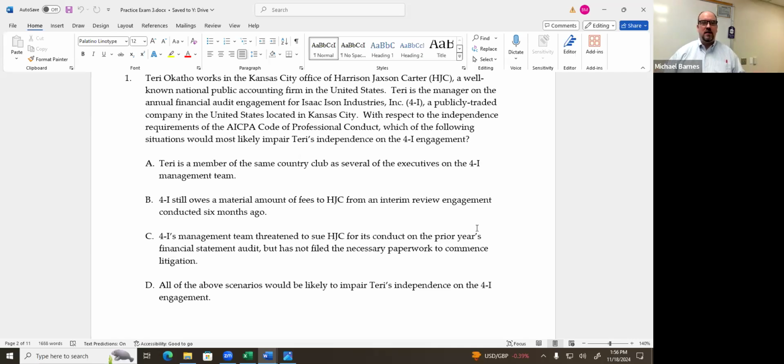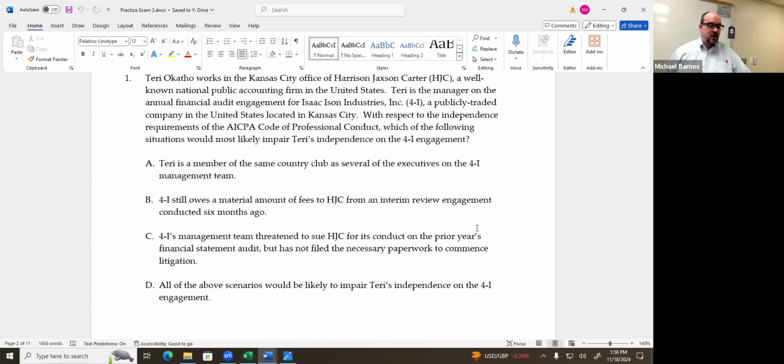That is absolutely okay. That's not a violation of independence. Country clubs are a specific area that we talked about, where independence is not impaired if there's a shared interest. 4i still owes a material amount of fees to HJC from an interim review engagement conducted 6 months ago. Is that a violation? It's a liability, but is it a problem? So what is the threshold that we would need to be concerned about? Over a year. Yeah, it has to be long-term because remember, it has to be a long-term payable, because in that case there's implicit interest associated with it, meaning it's an ownership interest. Okay. 6 months is not long enough though.